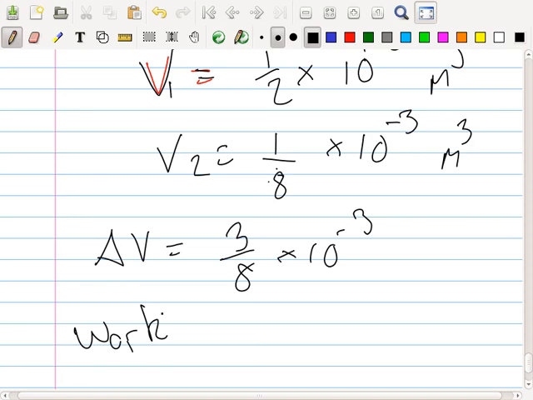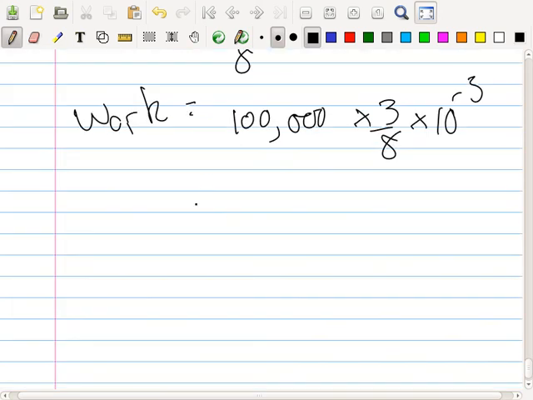I think it'd be about the same as this room, wouldn't it? Because if I open this, the pressure here is the same as here. So then I close it. So I guess it'd be about the same. So 100,000 times 3 over 8 times 10 to the minus 3. So that will equal 3 over 8 times 10 to the 2.